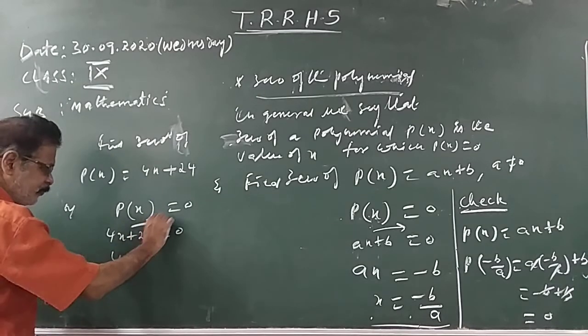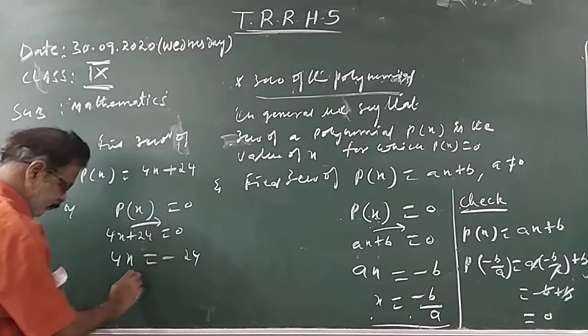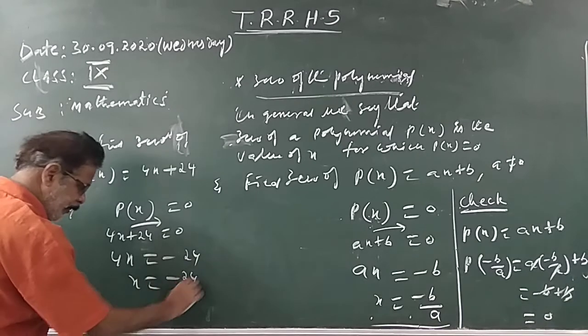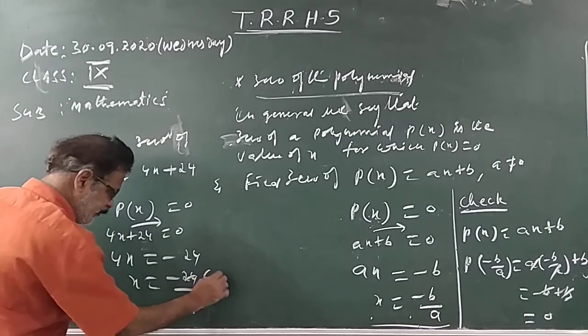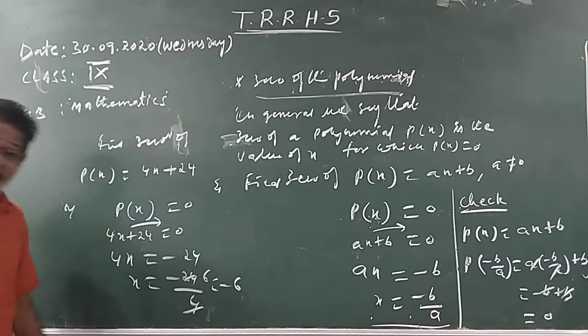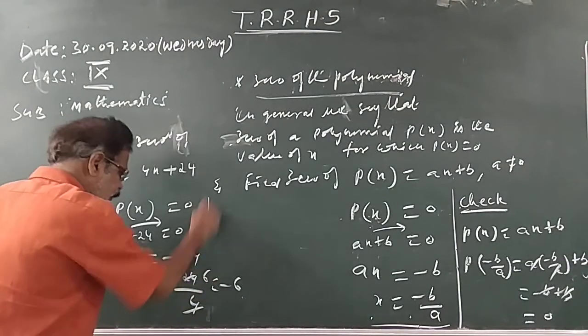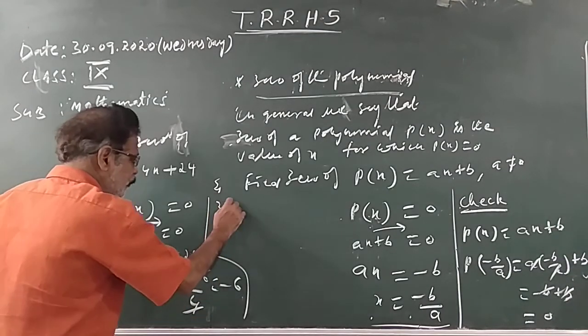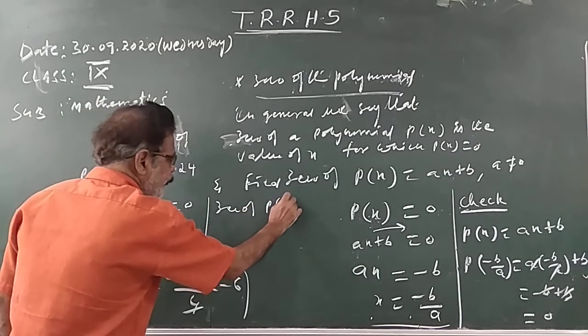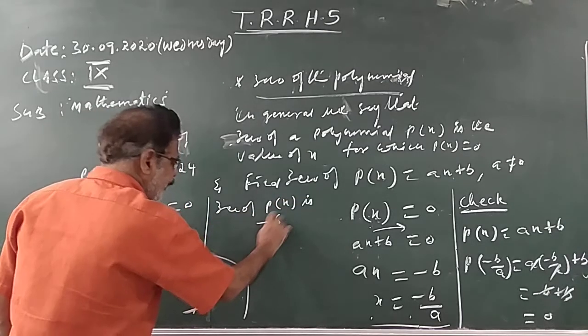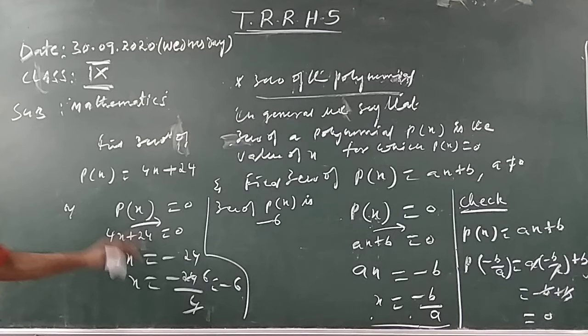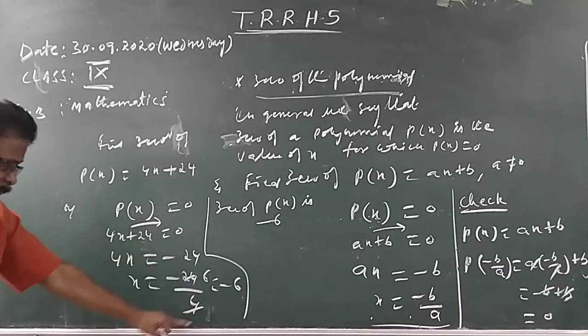4x plus 24, take 24 to the right side, equals minus 24. x equal to minus 24 by 4. 4 sixes are 24, so minus 6. x equal to minus 6. Therefore the zero of the polynomial, zero of p of x, is minus 6. For which value of x is it 0? For x equal to minus 6.